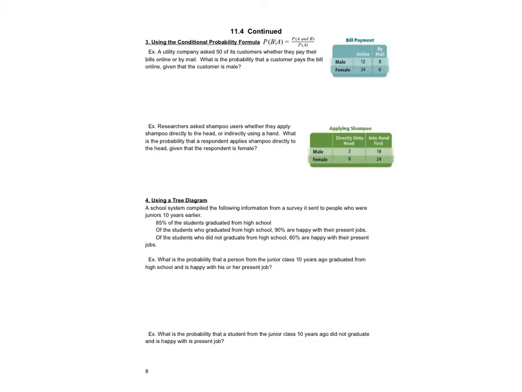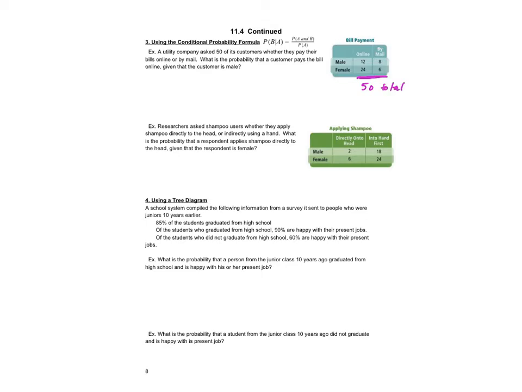And then as we come over here, we're looking more at conditional probability. A utility company asked 50 of its customers whether they pay their bills online or by mail. What is the probability that a customer pays the bill online given that the customer is male? Okay, what do we know here? Total customers, 50 total.